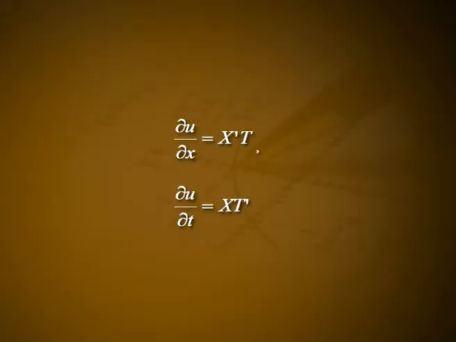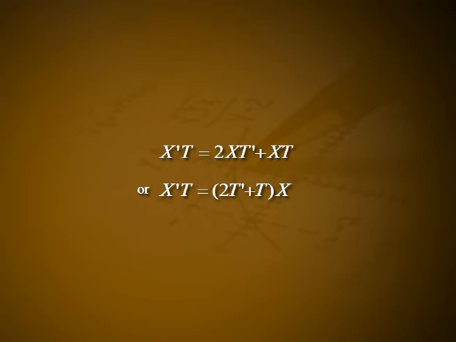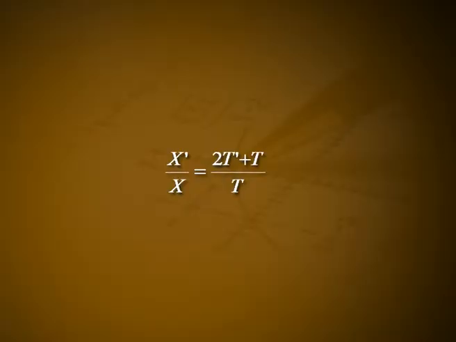Then ∂u/∂x = X'T, ∂u/∂t = XT'. Substituting in the given equation, we have X'T = 2XT' + XT, or X'T = (2T' + T)X. Separating the variables, we get X'/X = (2T' + T)/T.